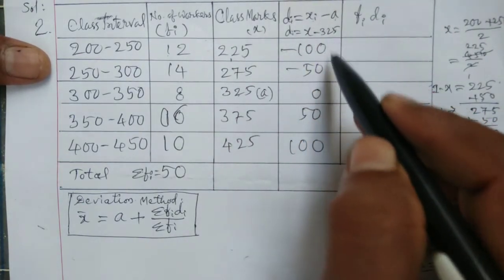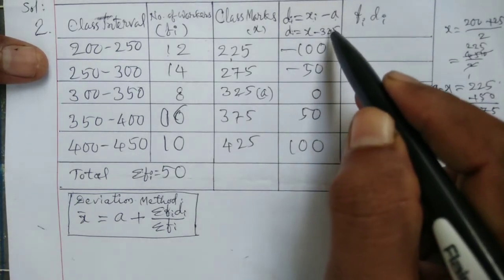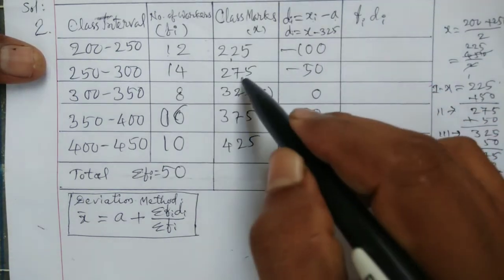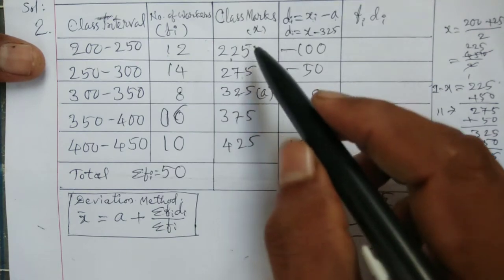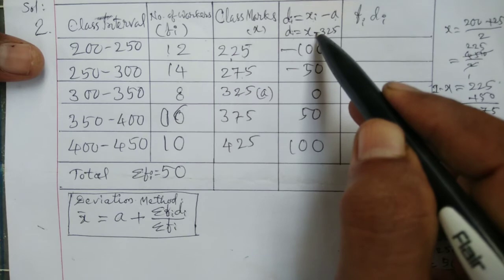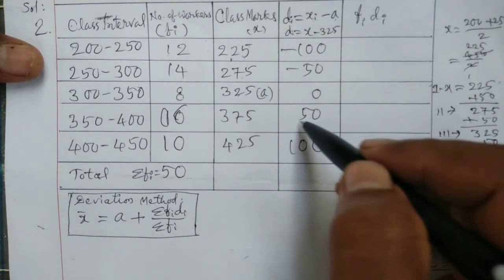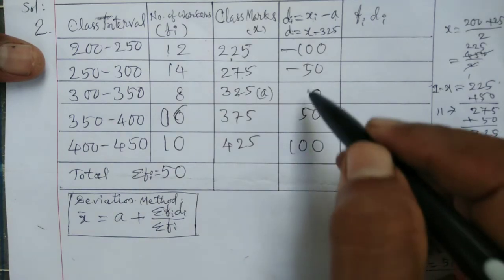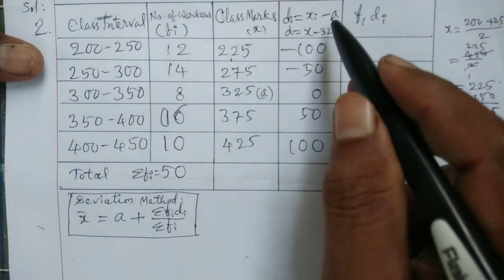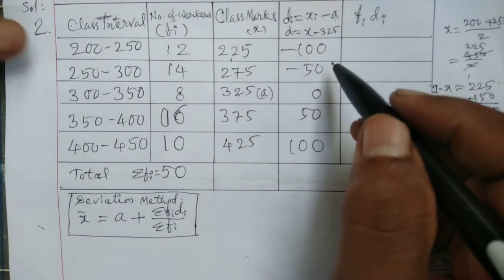Using this formula we can find these values. Without using this formula also we can: on the smaller, decreasing side we have to keep minus signs, on the increasing side we have to keep plus signs, plus 50, plus 100. The height of the class we have to increase, decrease, increase. That you have to understand.